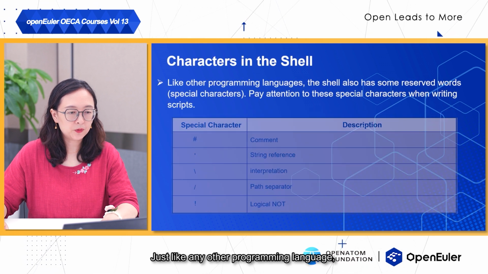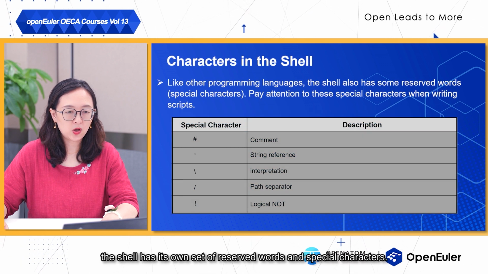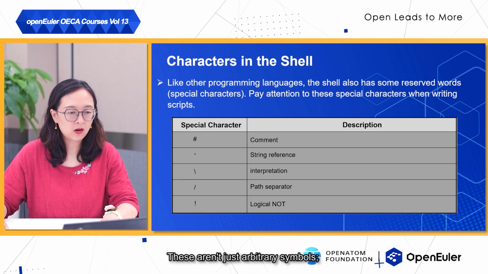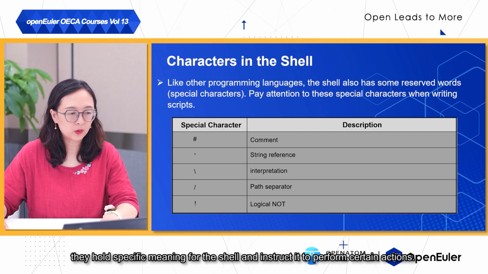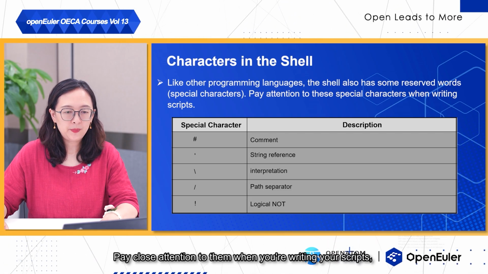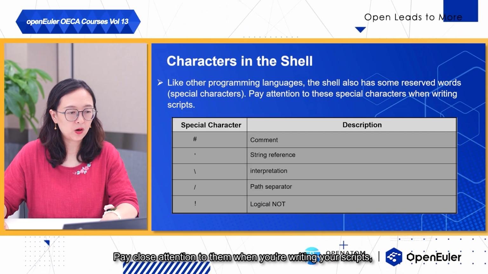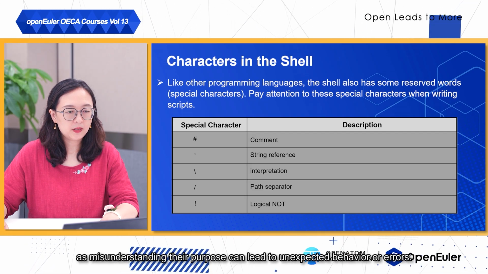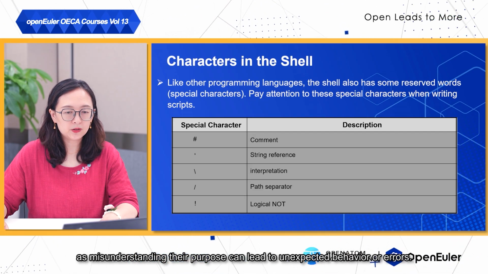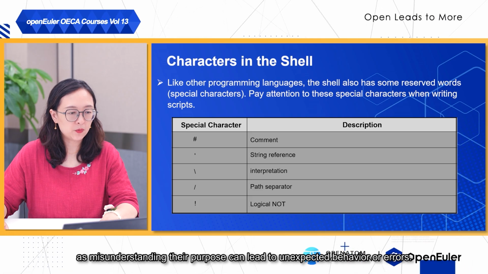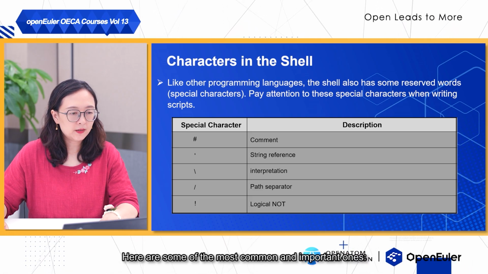Just like any other programming language, the shell has its own set of reserved words and special characters. These aren't just arbitrary symbols. They hold specific meaning for the shell and instruct it to perform certain actions. Pay close attention to them when you are writing your scripts, as misunderstanding their purpose can lead to unexpected behavior or errors. Here are some of the most common important ones.